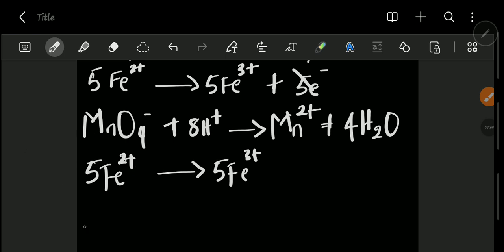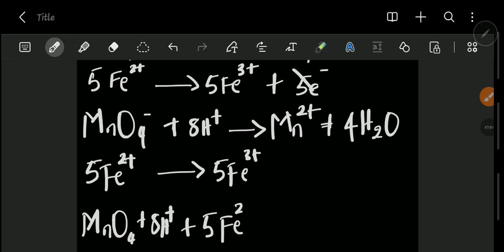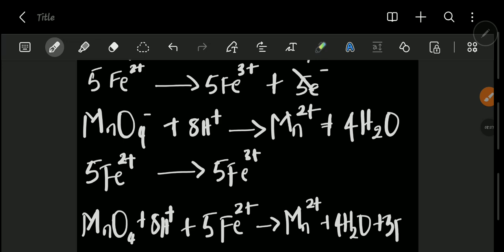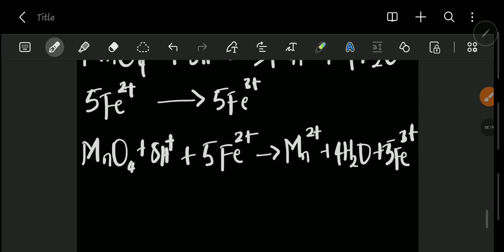So from equation 1, I'm having MnO4 minus plus 8H pluses. That's everything on the left for equation 1. And for equation 2, everything on the left there is 5 Fe2 pluses, right? And then for the right hand side, equation 1, I'm having Mn2 plus 4H2O. Then for equation 2, everything on the right there is plus 5 Fe3 pluses, right? So let's check if the equation is balanced.